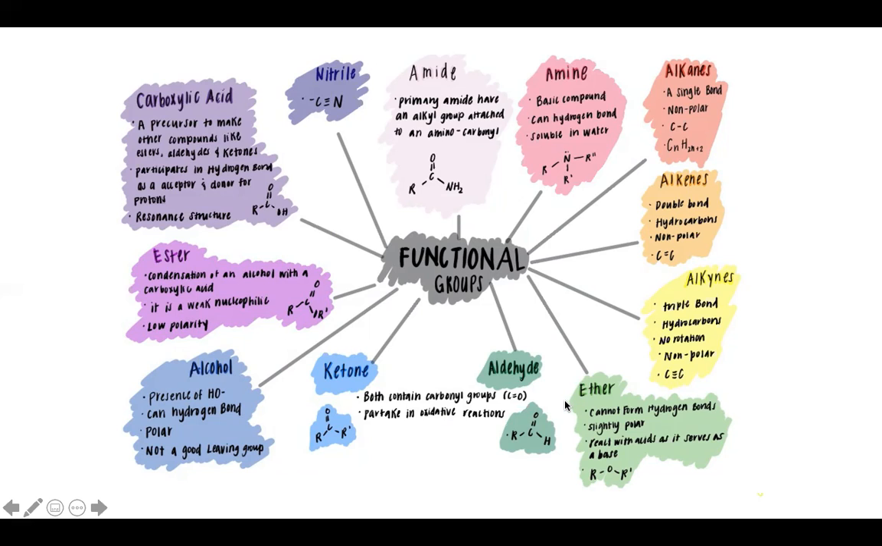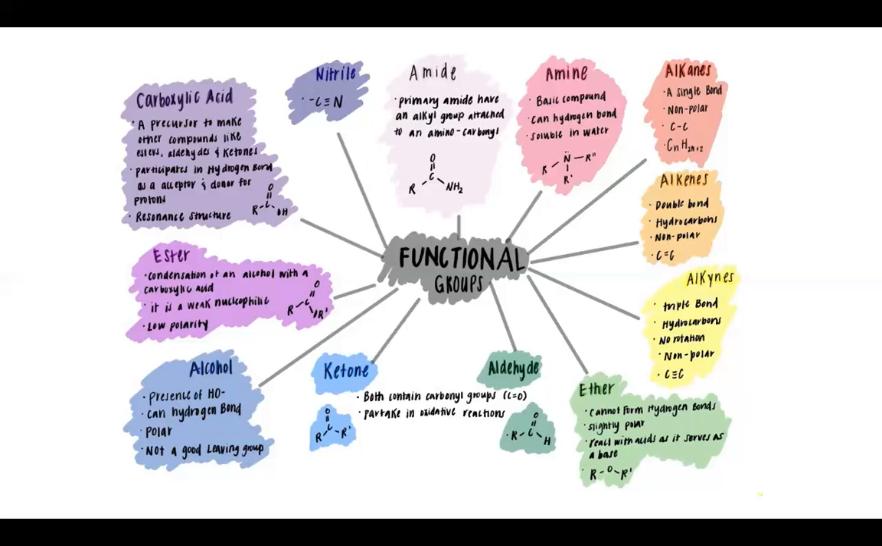Next is ethers. Ethers are comprised of an oxygen atom bound to two alkyl groups. To remember this easily, ether structure is similar to water, but instead of two hydrogens attached, they are replaced by alkyl groups. Some properties of ethers are that it cannot form hydrogen bonds, and this is because the oxygen is not bound to a hydrogen, which is required for hydrogen bonding. Ethers are slightly polar, they serve as a good base, and so they react with acids. They are relatively unreactive, and so as a result are useful as solvents for fats, oils, and hydrocarbons.